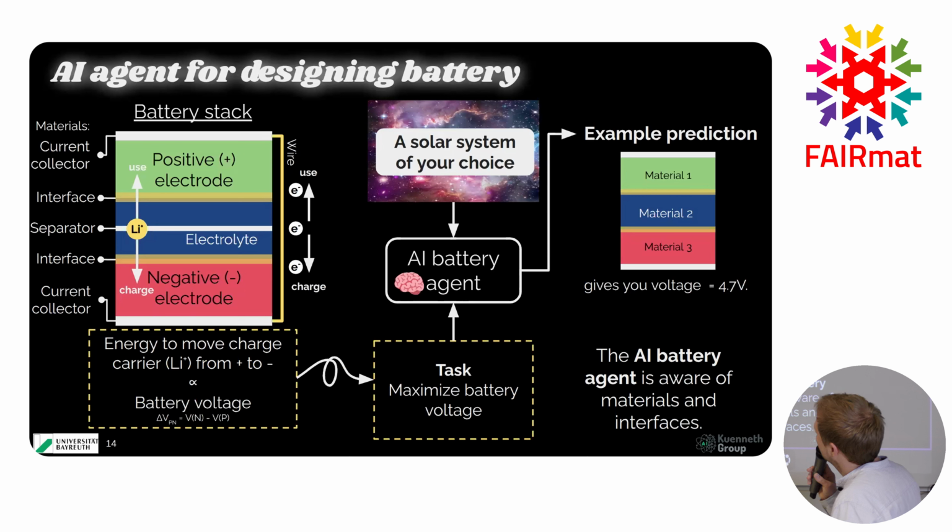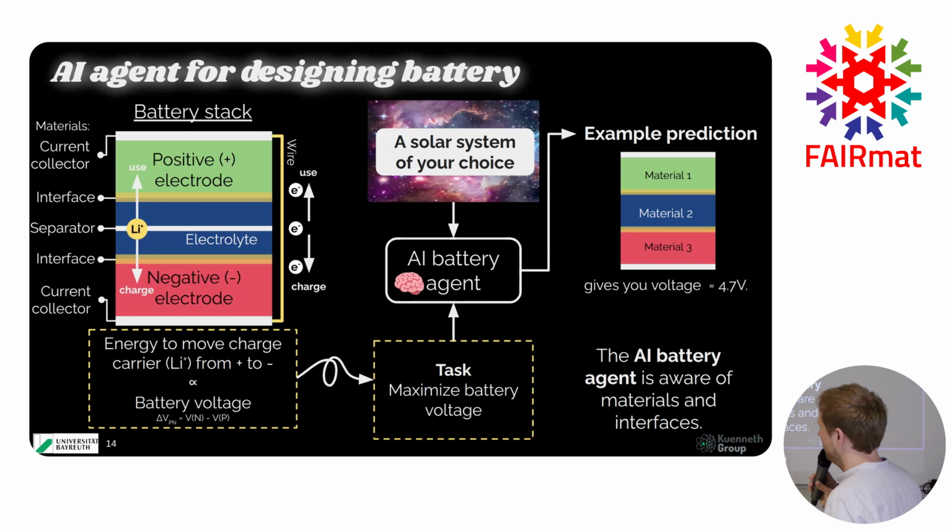So here on the left, you can see a battery stack. We would have a positive electrode, an interface, a separator, an electrolyte, another interface to the negative electrode, and we also have two current collectors. So it's just a typical battery stack that we use. And then you have your charged ion, which is your lithium ion that moves either to the top or the bottom, depending on whether you charge or discharge or use the battery.